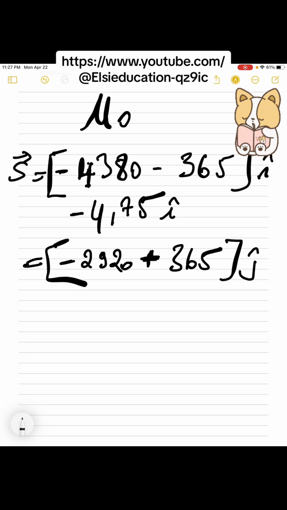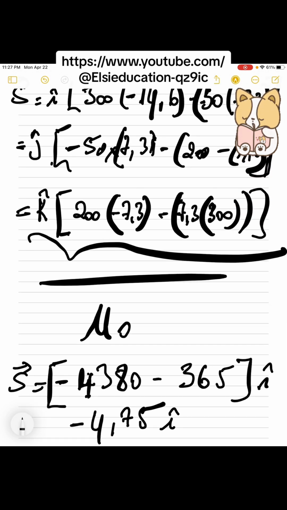So in this thing will be plus and minus 365. So 20 minus 265 is equal 2.6 on the J section. The J section. Okay.